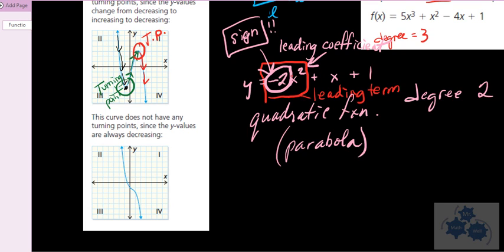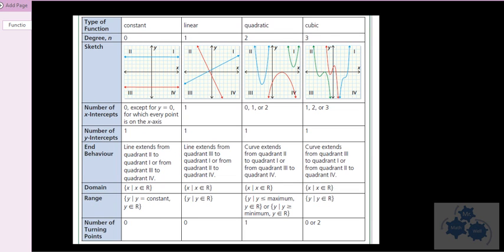Okay, we're almost done. Questions so far, though? Any questions so far? So as we look at this chart from your textbook now, it's a bit of a summary. The one thing that we didn't talk about was this first one, the constant function. A constant function has degree 0. So what do you think that would look like? Degree 0.